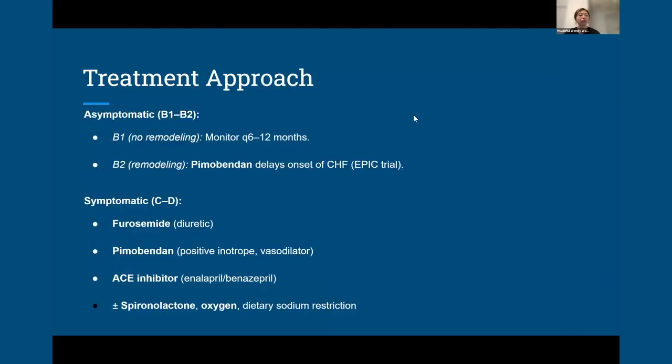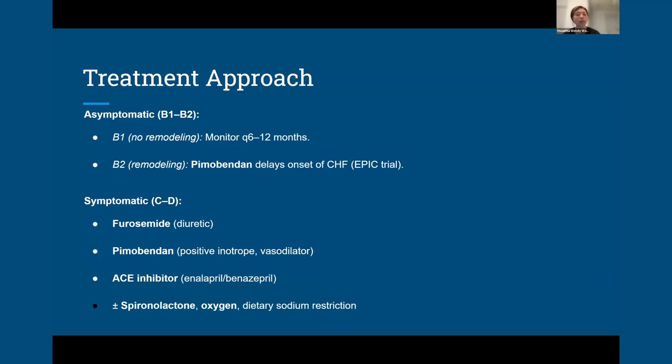All right, so how do we treat this then? If they're only in the earlier stages of B1, where there's no remodeling, then we can still monitor and we don't have to treat yet. However, if there's already remodeling of the heart, as seen on an echo, then pimobendan is going to delay the onset of congestive heart failure, and this is when this medication can be started.